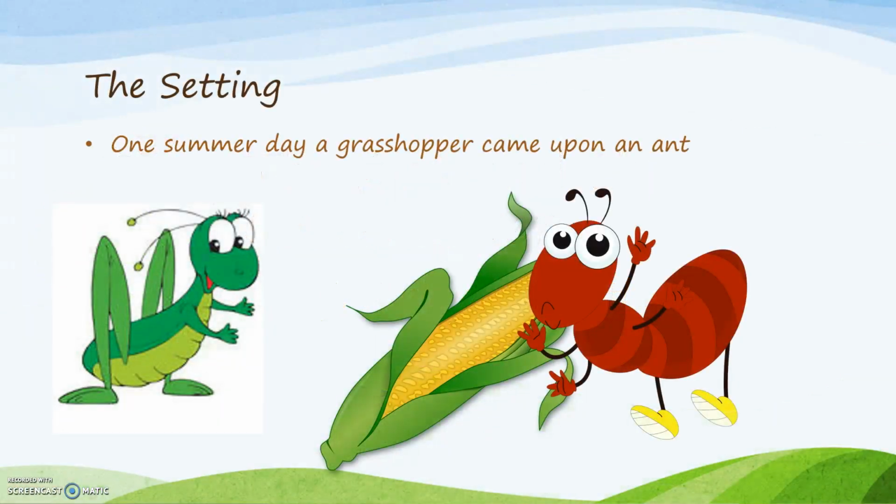One summer day, a grasshopper came upon an ant who was collecting grain. The grasshopper watched as the ant struggled to remove a kernel from a fallen stalk. After a few minutes, the grasshopper spoke.